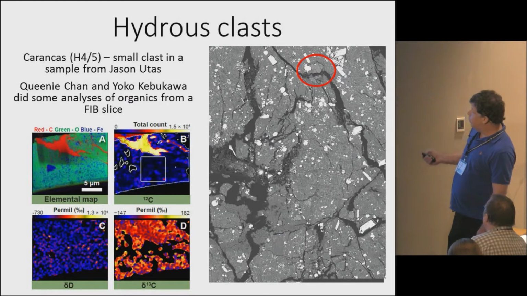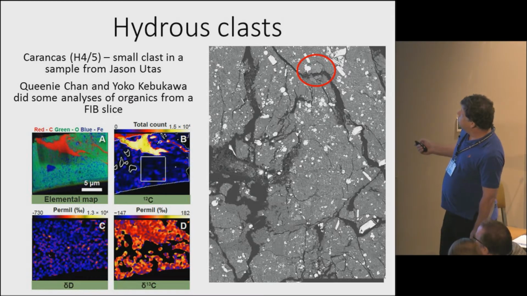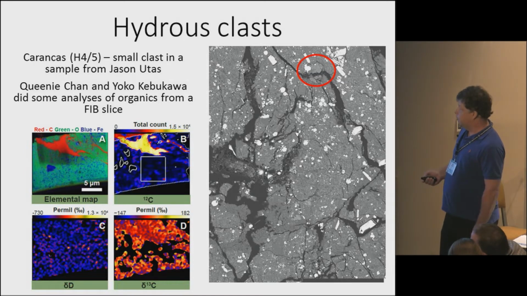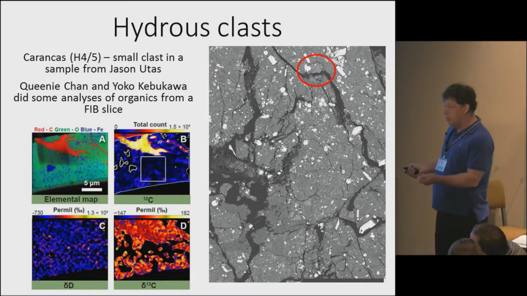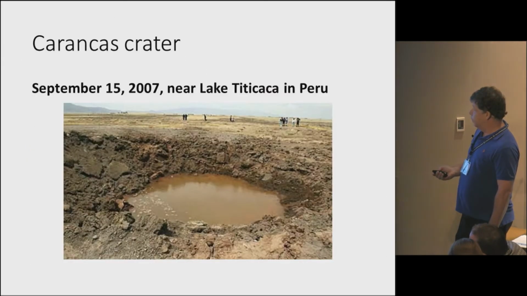And here's a clast in this meteorite, almost done, which is basically the same thing. And this is cool. Here are lots of organic grains here. Queenie Chan was looking at one and found a vein of organics, which I've never seen before in a meteorite. So my point here is that these samples are fairly abundant. They're very small, and analyses are really just getting going on these.